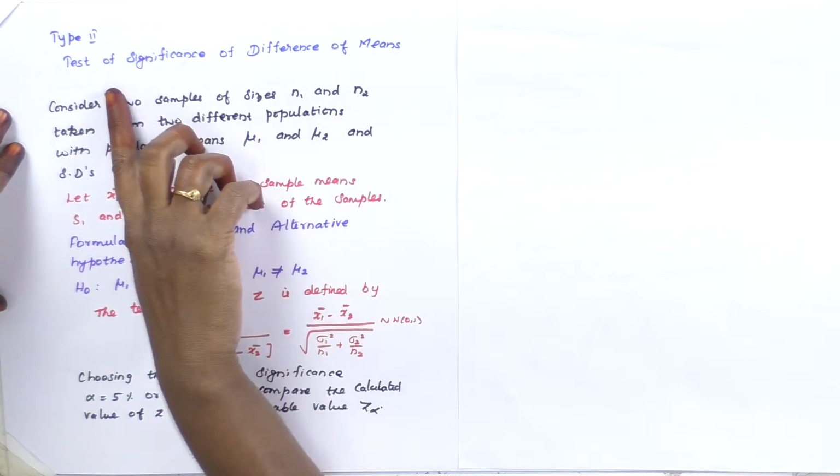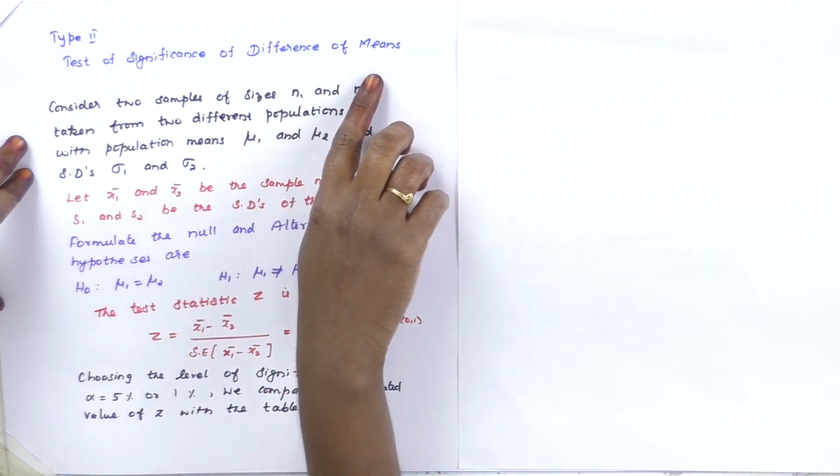Welcome to this video. In this video we are going to discuss the large sample Type 2 test of significance between means. In this topic, first we want to determine whether the two samples have been drawn from the same population or not. So we are using the test of significance between two means. Type 2: test of significance of difference of means.